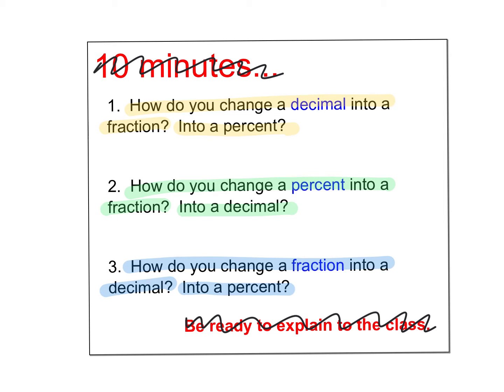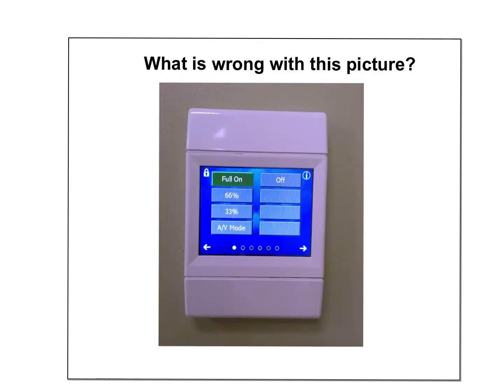Again, for the next couple of slides, you don't need to have anything written down. I want you to tell me what's wrong with this picture. I'll pause for about 10 seconds and you tell me what you think is wrong. Okay, if it is full on, it should add up to 100%, correct? Well, what's 66 plus 33? That is 99, so that would be 99%. It does not equal 100%. It is not full on.